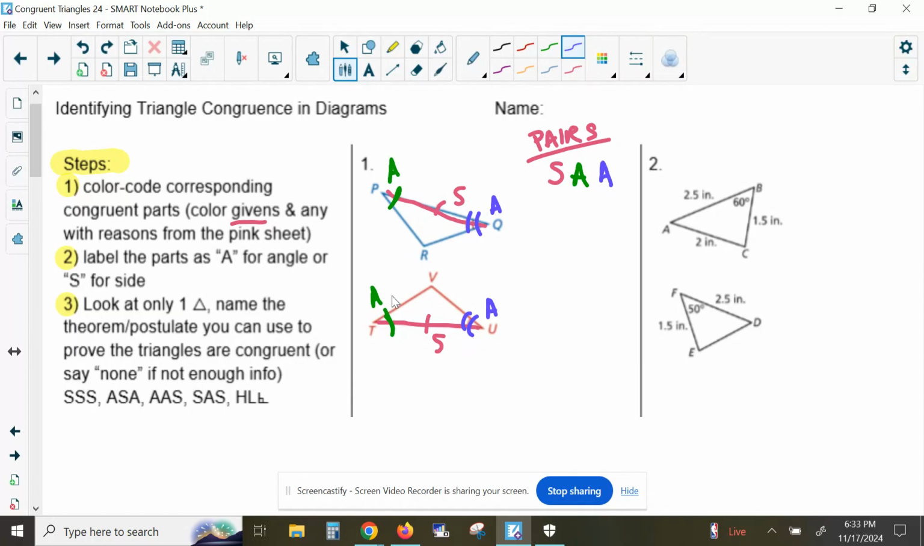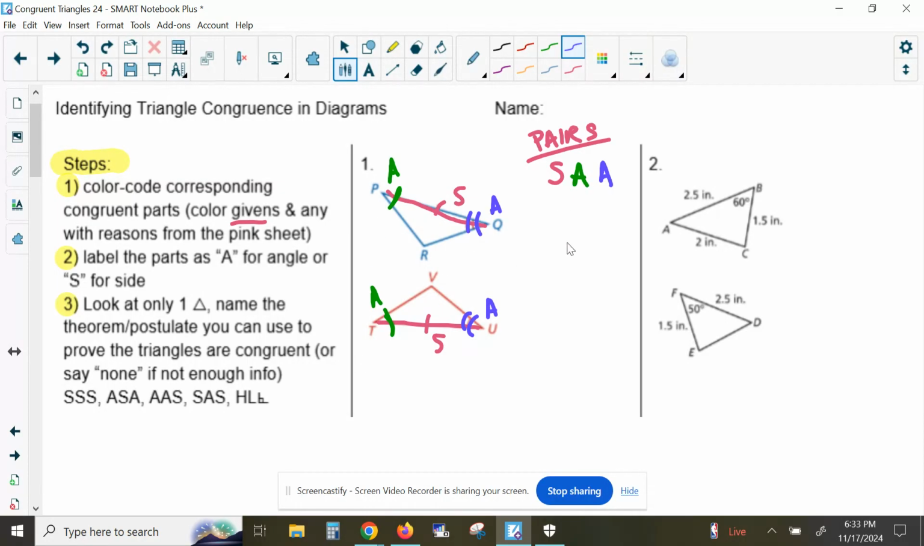Now, according to this picture, there's absolutely nothing else marked. Now, you might be like, oh, I think angle R has to be congruent to angle V. Well, that's great. But remember, if it's not given and you can't prove it using something on the pink sheet, then we are not allowed to say it. So this is all we're allowed to say.